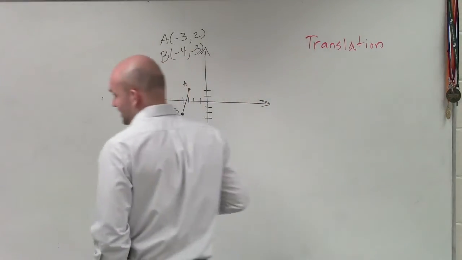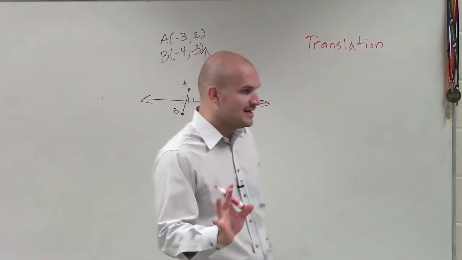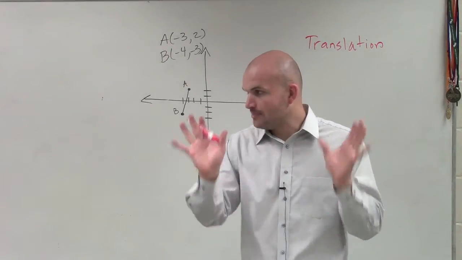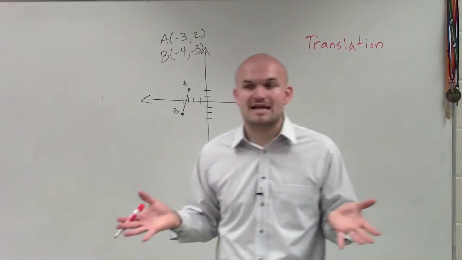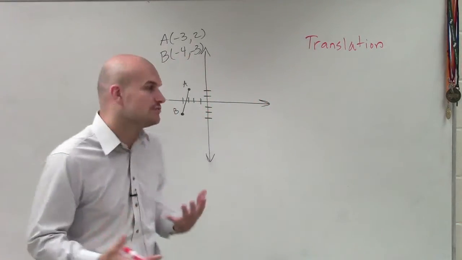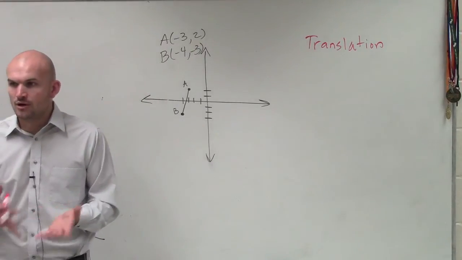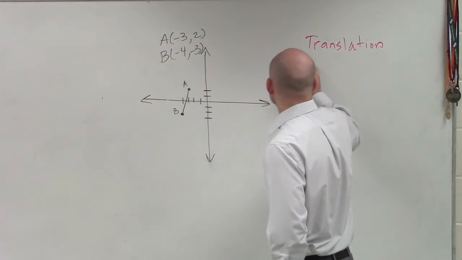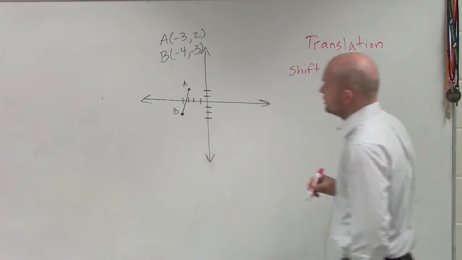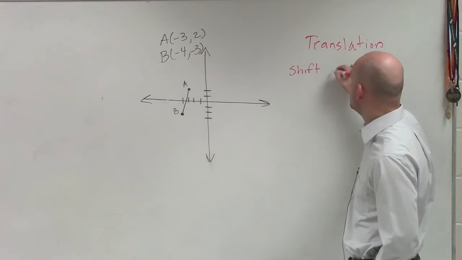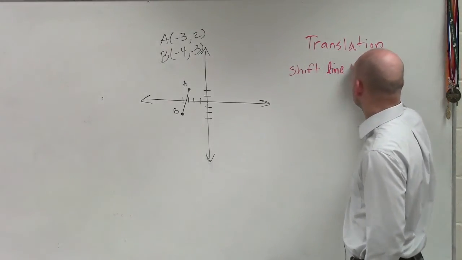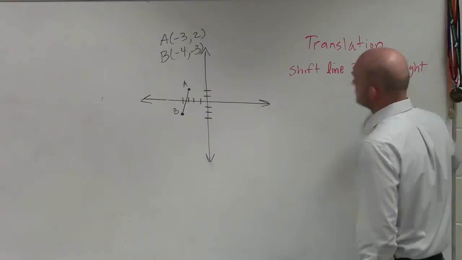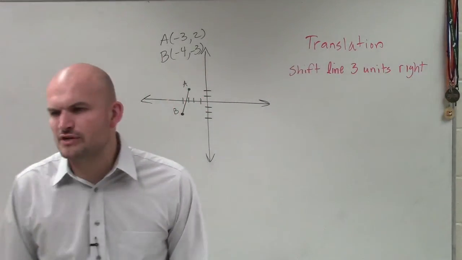So when we're translating, the main thing I want you guys to understand is we are moving our figure left, right, up and down. The size and everything of the figure is not going to change, all right? We're only going to move the figure according to the directions. So let's say I tell you to shift this line 3 units to the right. Okay? Let's say I say shift the graph 3 units to the right.